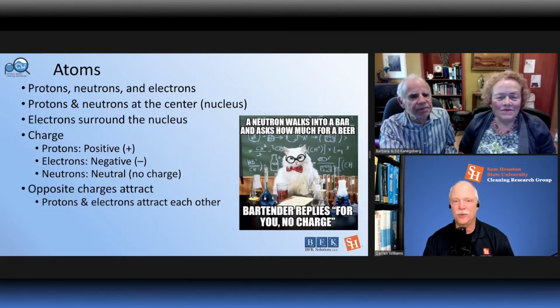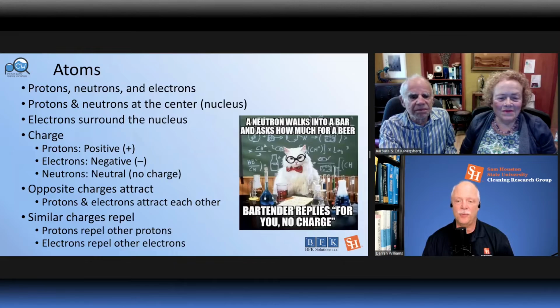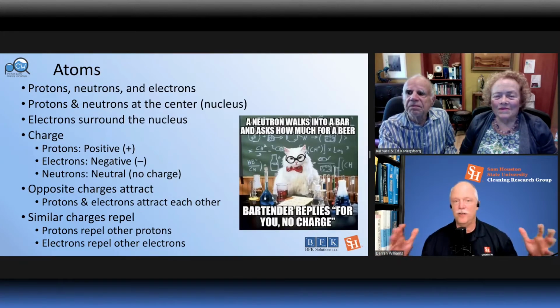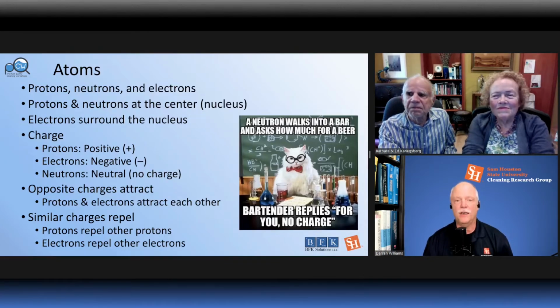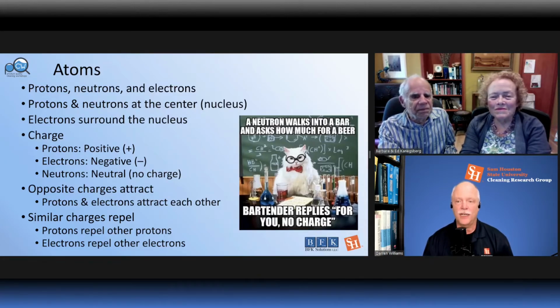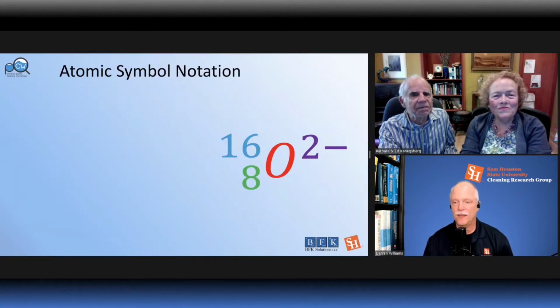And so then we also have this dynamic of opposites attracting. So the electrons and the protons are attracted to each other. And then we also have similar charges repelling. The protons repel other protons and the electrons repel other electrons. And this charge is important in the substance of the atom, the element, even the molecules, and even in our cleaning processes. The different charges in a molecule and in the soils and in the surfaces can really impact how well something cleans. It's true.